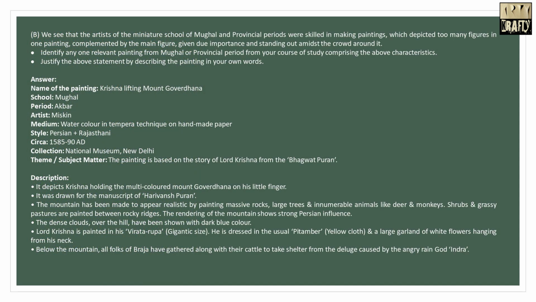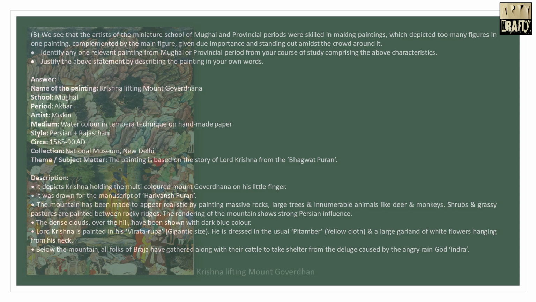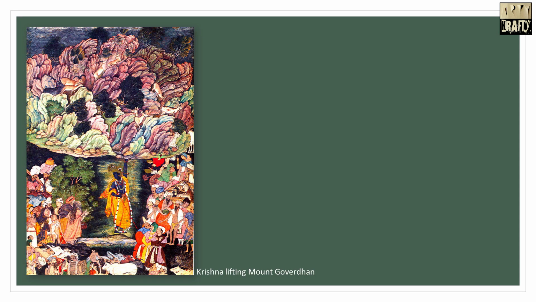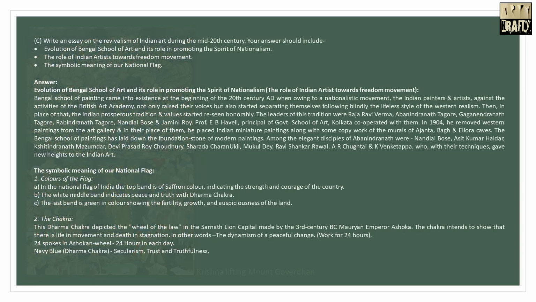In question B, you have to write about Krishna lifting Mount Govardhana. In question C, you have to write about the evolution of Bengal School of Art and its role in promoting the spirit of nationalism and the symbolic meaning of our national flag.